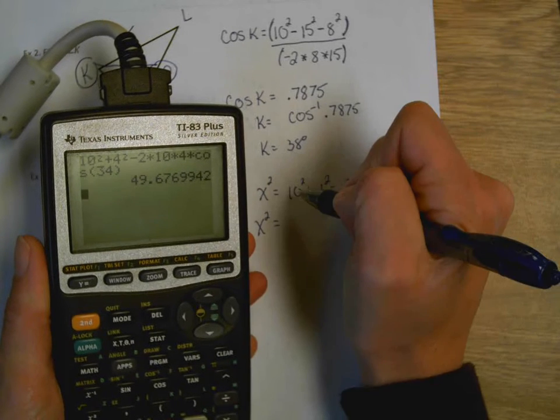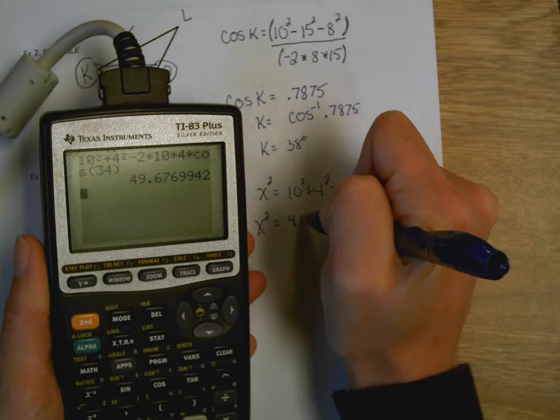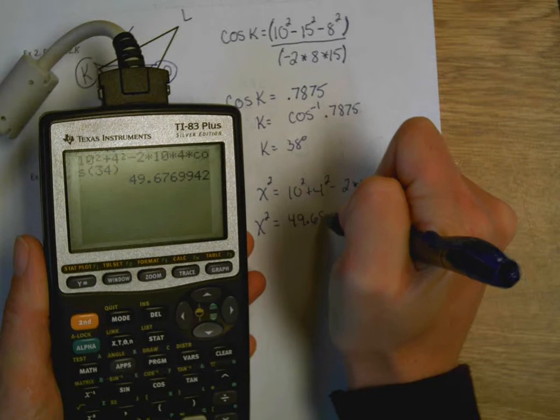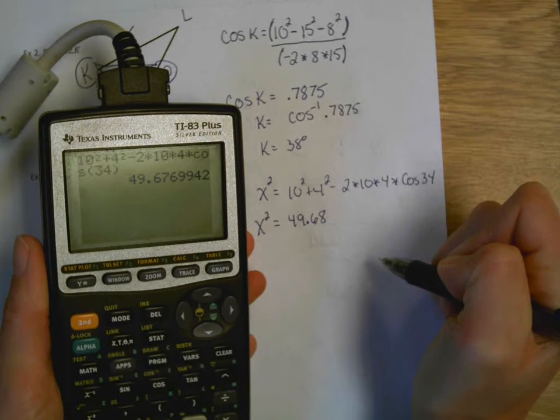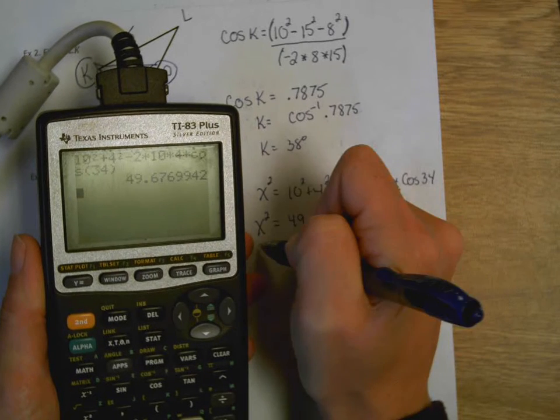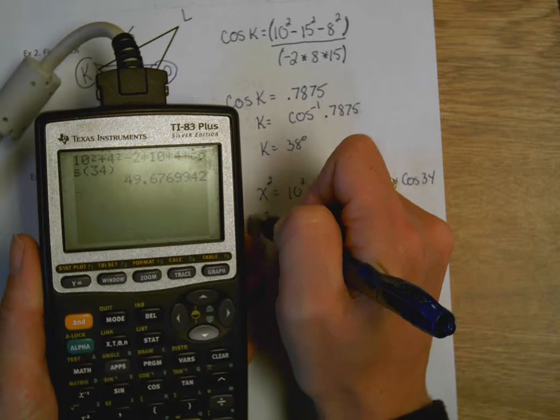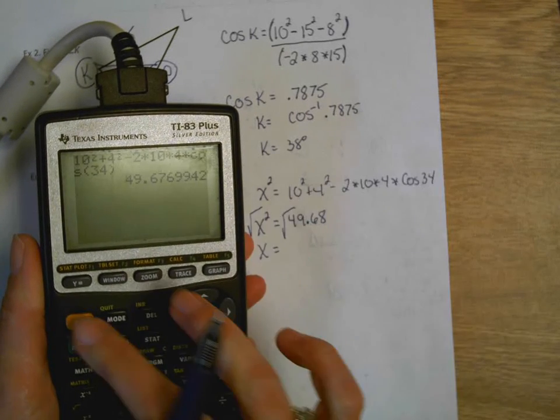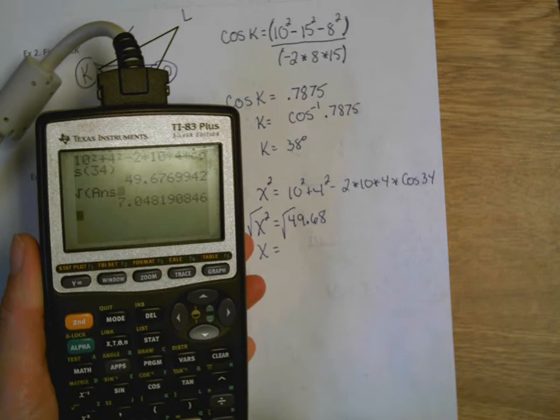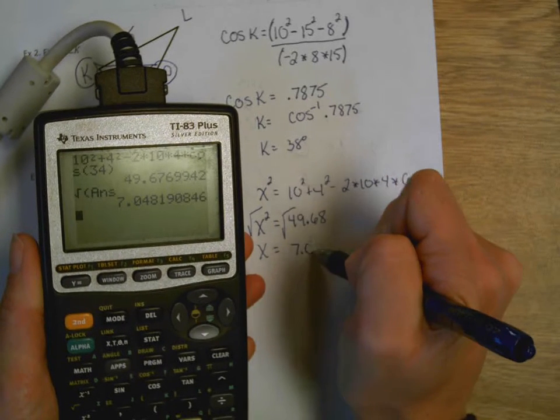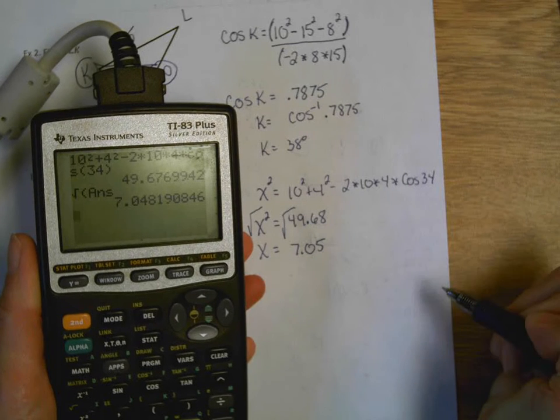How about 49.68? And what do I need to do to get x? Take the square root. 7.05 for a side length.